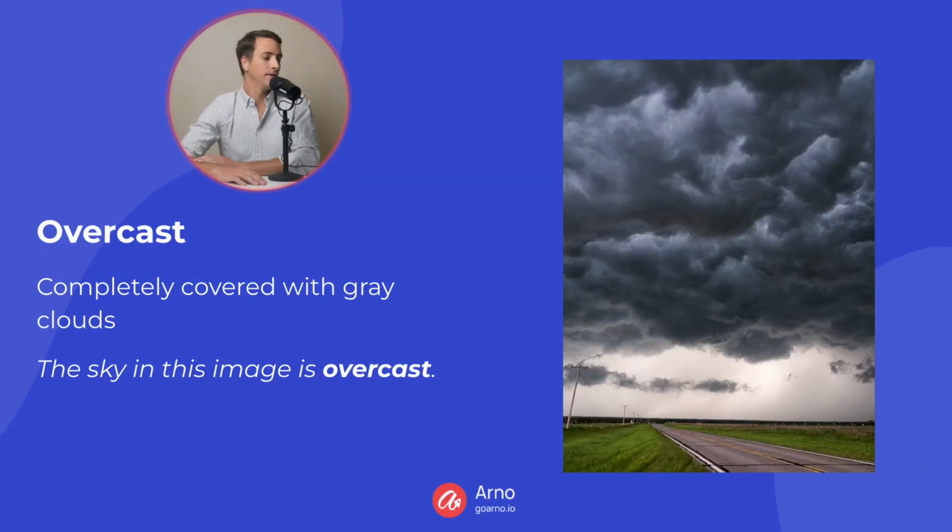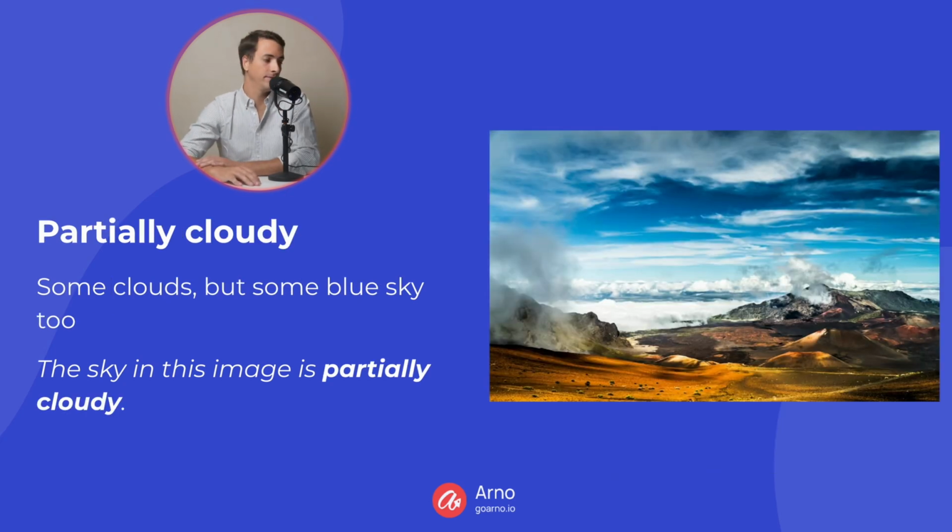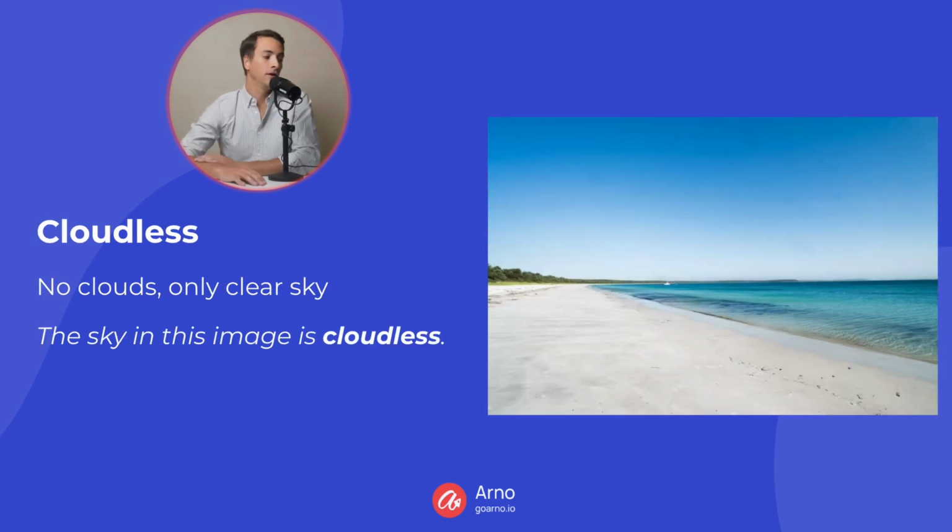Overcast. This is a synonym for cloudy, but it means completely covered with gray clouds, very cloudy. So the sky in this image is overcast. Partially cloudy. So some clouds, but some blue sky as well. For example, the sky in this image is partially cloudy. Cloudless. No clouds, only clear sky. So the sky in this image is cloudless.